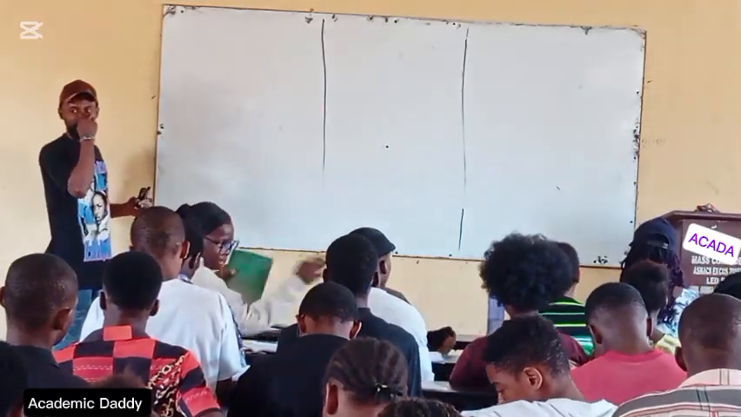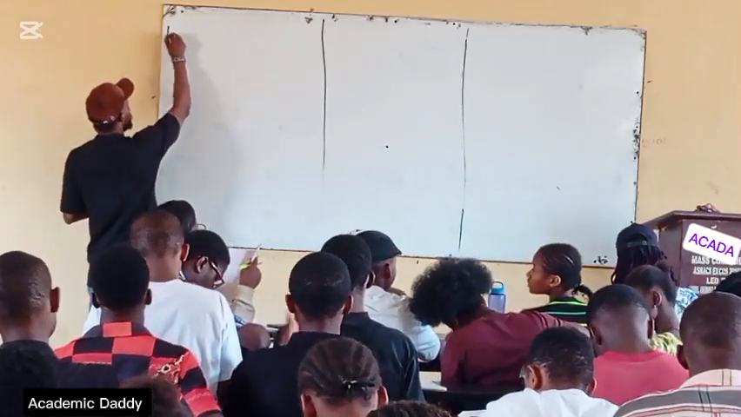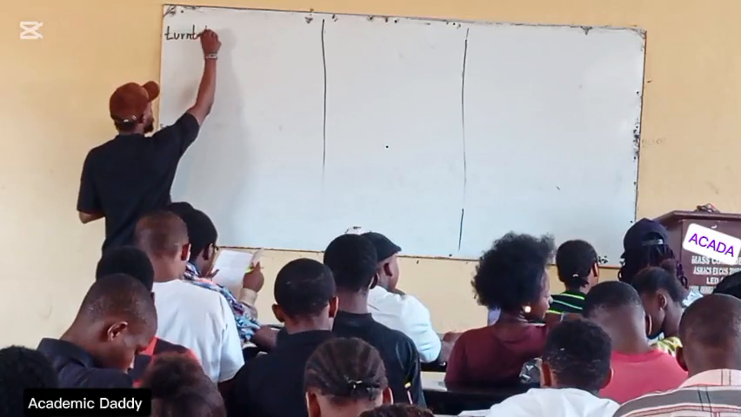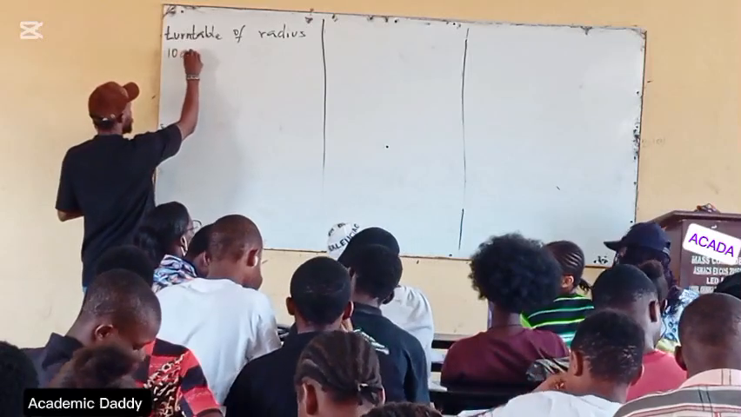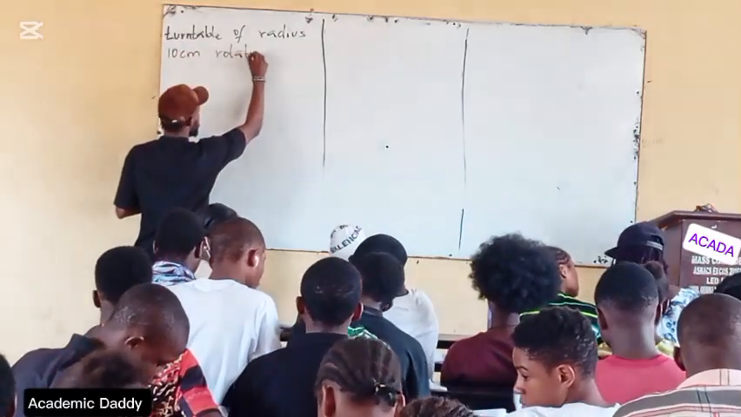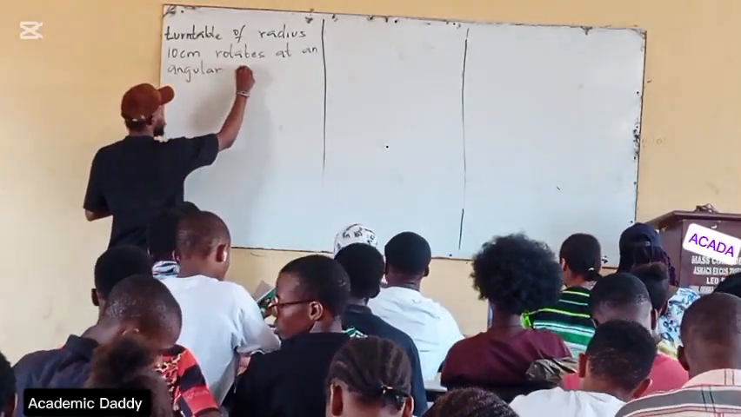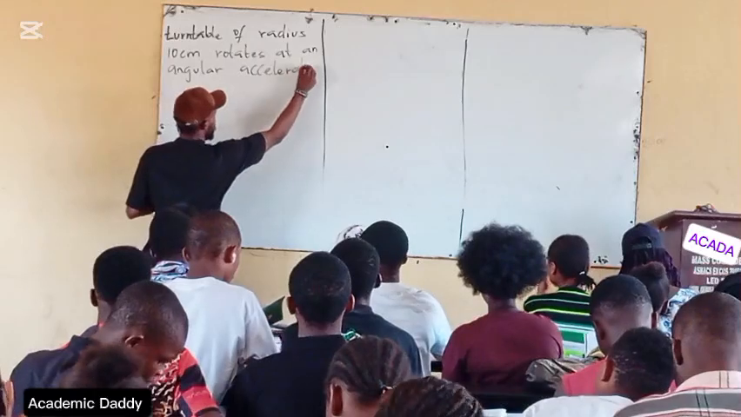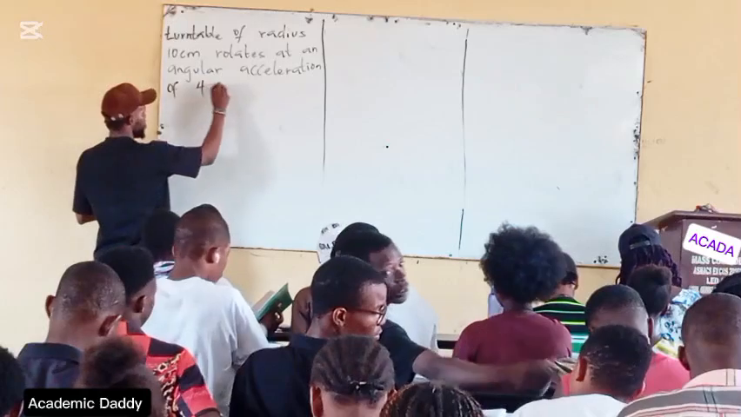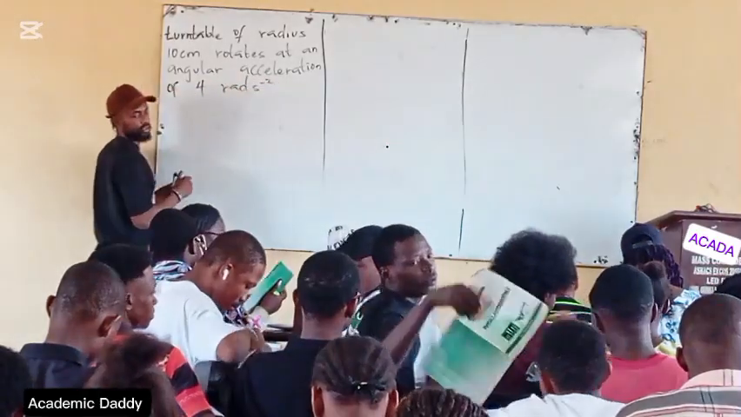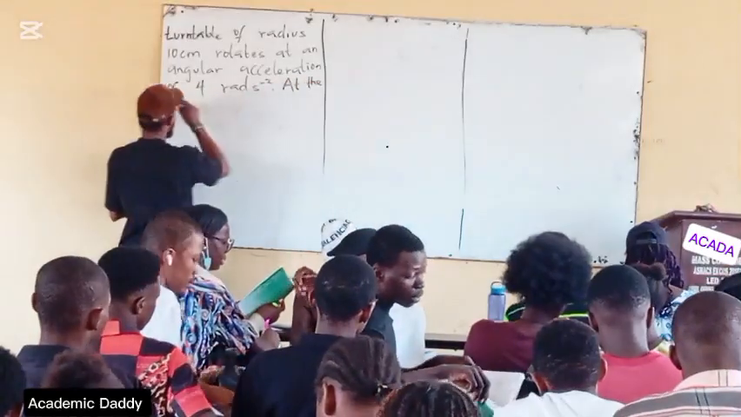So please give me question 31. It's a body rotating with some table of resistance centimeter. It rotates at an angular acceleration of 4 rad per second squared. At the end of 3 seconds.